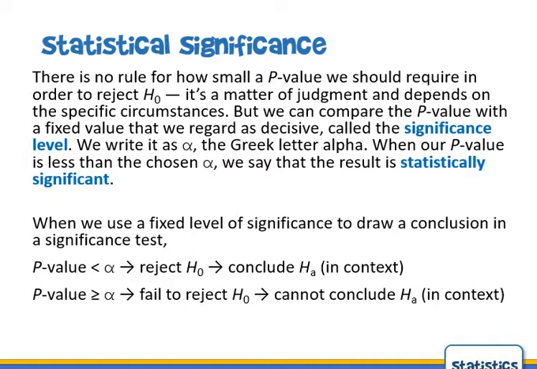And I mentioned, is that good enough? You have to decide for yourself. So how much evidence is good enough evidence? So we have to define the significance level, that if your p-value is below a certain level, you're going to reject, and if it's above that level, you're going to fail to reject. So we call that the significance level. It's customary to use the Greek letter alpha for that.